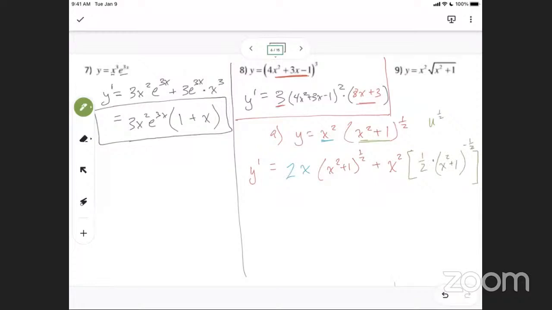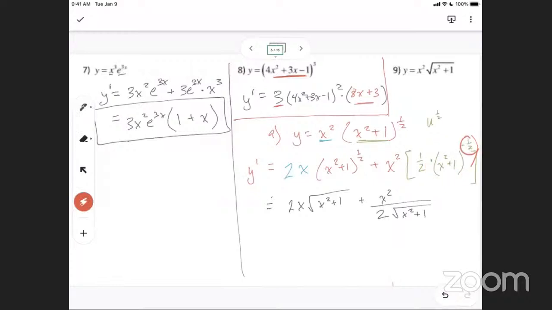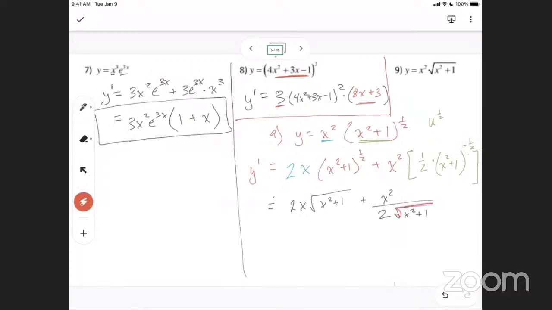That's it. Now for cleaning this mess up. I'm going to write this as 2x, and put it back into a square root so it looks a little nicer, plus x squared over 2 square root of x squared plus 1. Because this is a negative power here, right? That drops to the bottom and becomes a square root on the bottom. This is on the top, 2 is on the bottom.